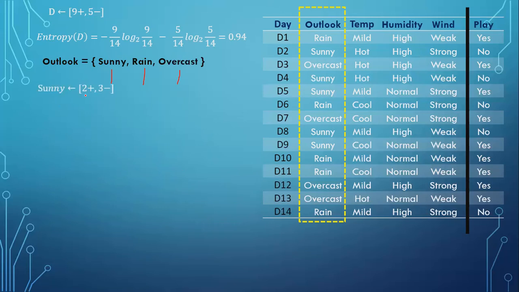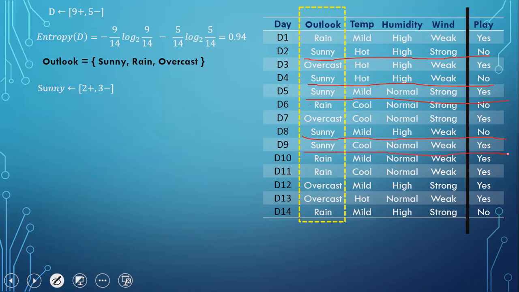For sunny, we have 2 positive examples and 3 negative examples. You can see here we have sunny here, we have sunny here, we have sunny here, and we have sunny here. Okay, so we can calculate. We have no, no, and no here. So we have 3 negative examples, and we have yes here, yes here, and we have yes here. So we have 2 positive examples.